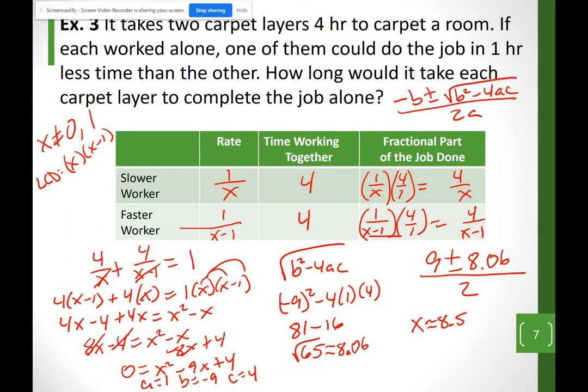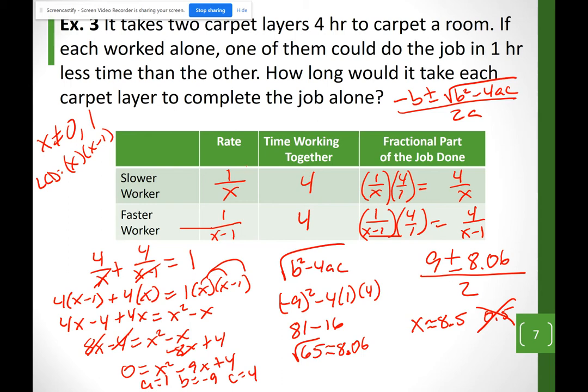Now, what if I use the minus? 9 minus 8.06 divided by 2 gives me about 0.5. Okay. Now, 0.5, when I look at the faster worker, his rate is x minus 1. And I think, could x be 0.5? At the bottom, I'm going to have that he's doing it at a negative rate. Okay. So, no.